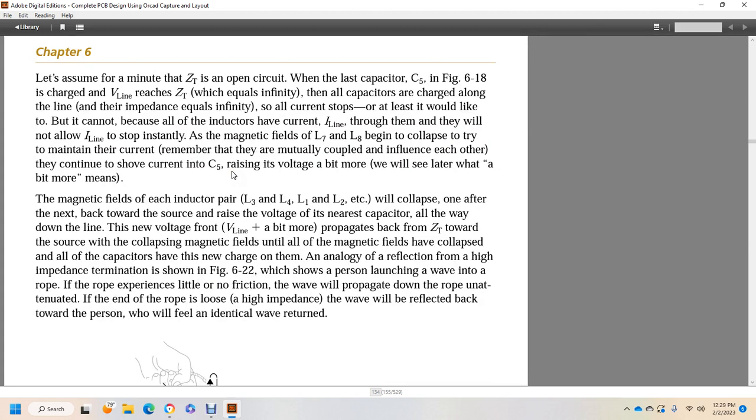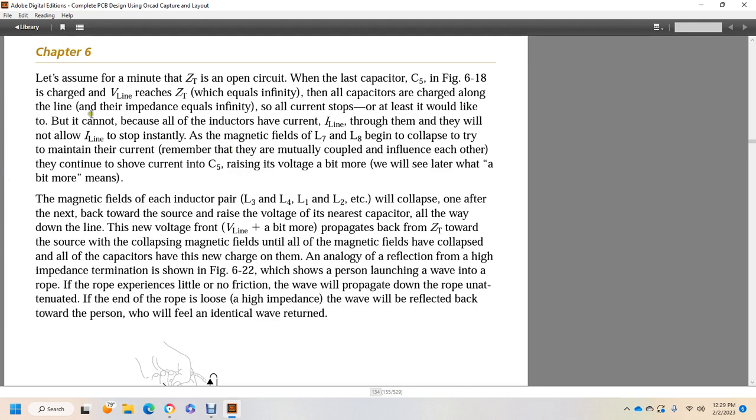backward from the source, raising the voltage at the nearest capacitor all the way down the line. The new voltage propagates back along the line from the termination impedance toward the source, with the collapsing magnetic fields. The magnetic field will collapse, and all the capacitors will have the new charge on them.